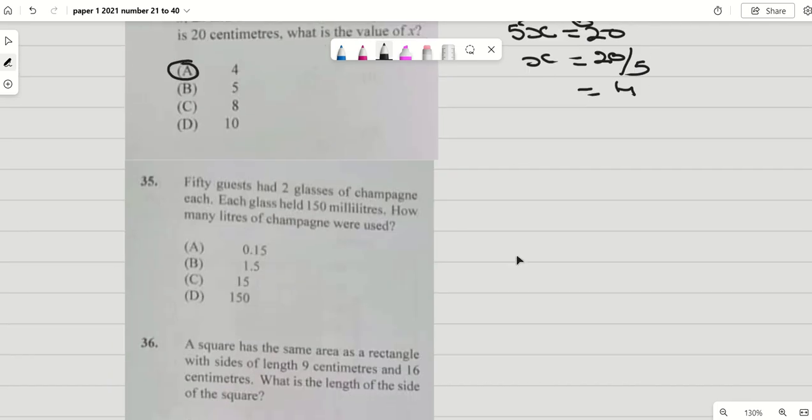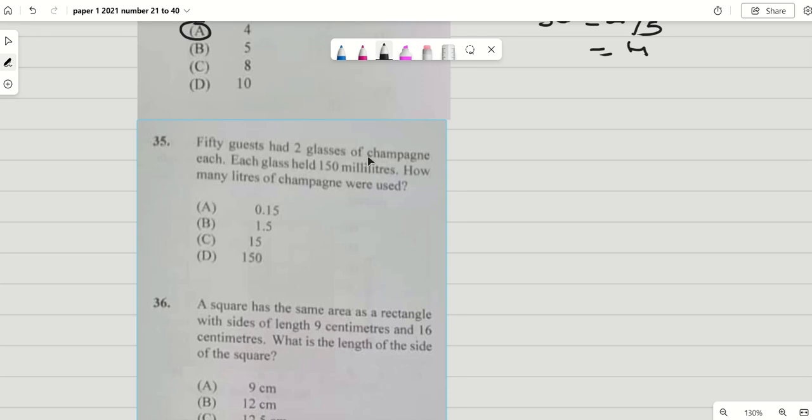All right, let's look at number 35. 50 guests had 2 glasses of champagne. Each held 150 mils. How many liters of champagne was used? Okay, I think we had a similar question to this, but let's do it. So first off, we know that 50 guests had 2 glasses of champagne. Each glass had 150. So let's find out how many mils each guest had. So one guest would have 2 multiplied by 150, which is equal to 300 milliliters.